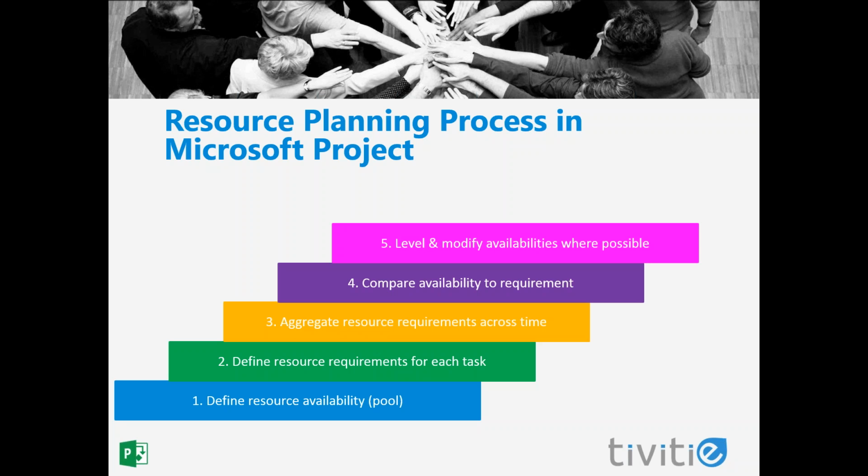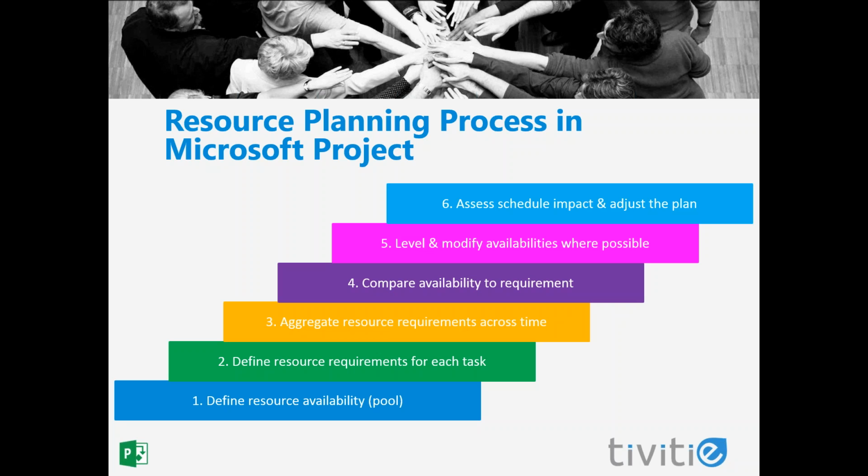If we have disconnects, if we have gaps, over allocations, places where we have more requirement than we have availability, we may want to look at leveling our project, trying to get rid of those over allocations. And then we also may want to look at trying to get additional resources. If we cannot level out all of our over allocations and we can't get additional resources, then we need to assess what the impact is going to be to our schedule and make that change. If we can't get the resources, the schedule will change.